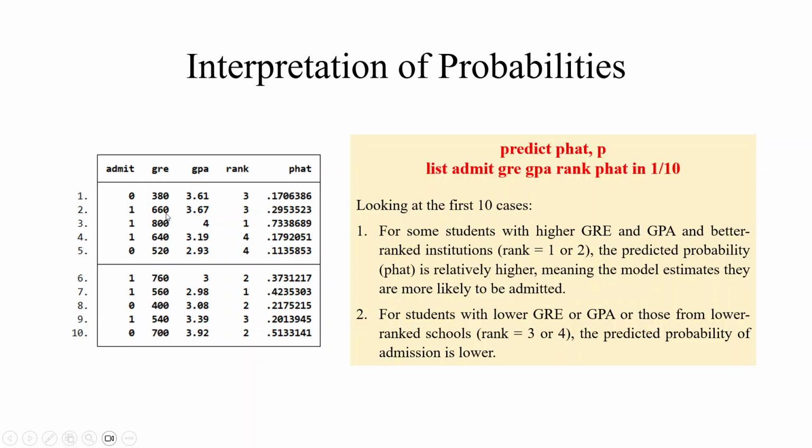Let's check for the second student. GRE score is good, GPA 3.67, but from the third rank institute, the probability of admission is less, 0.29. Now let's talk about this third one. 800 GRE score, GPA 4, rank 1 institute, see the probability 0.733, it increases. GRE 640, GPA 3.19, but the student is from a rank 4 institute, so it is 0.179, the probabilities are low.